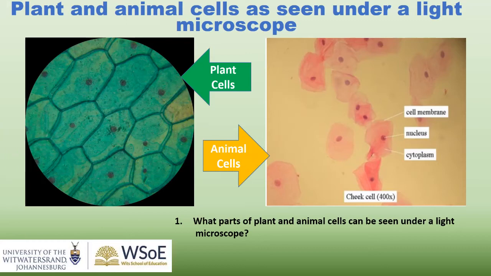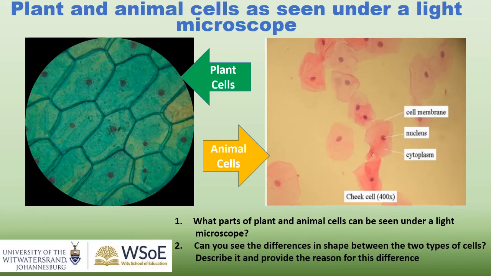Now, what parts of the plant and animal cells can be seen under the light microscope? And can you see the differences in the shape between the two types of cells? Describe the differences and provide reasons for this difference. So, this is what you need to do, and I think this is a good point to pause the video so that you can answer these questions.